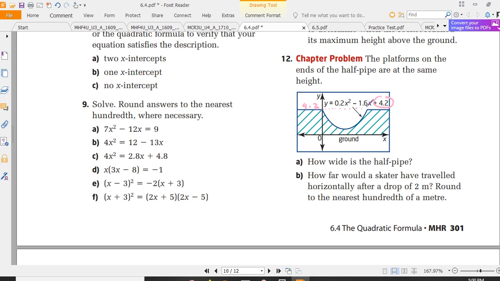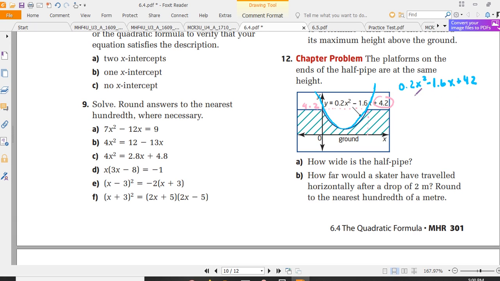So I want to know what this distance is. In order to find this distance, I know that 0 is going to be one of them. My job is to find out what this distance is. Now, in order to find that, I need to remember that all parabolas are symmetric. So the fact that this is symmetric tells me that one of my solutions is at 0. So I need to solve this. My equation was 0.2x squared minus 1.6x plus 4.2.